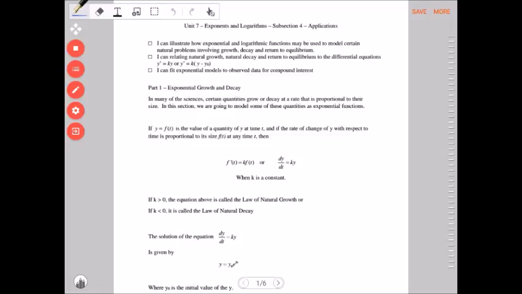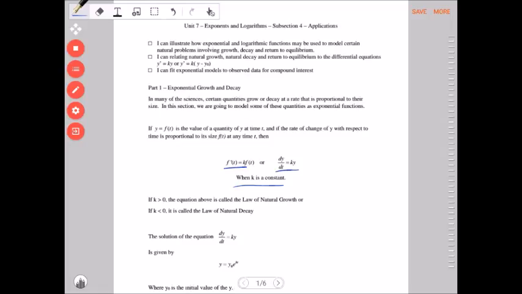If y equals f of t is the value of a quantity y at any time t, and if the rate of change of y, now remember the rate of change is just y prime or dy dx, or dy dt, with respect to time is proportional to its size, then we get these two little formulas here. So dy dt equals ky, and k is some kind of a constant. We're going to have to solve for that constant in pretty much every formula. It's not a problem. It's actually quite easy.